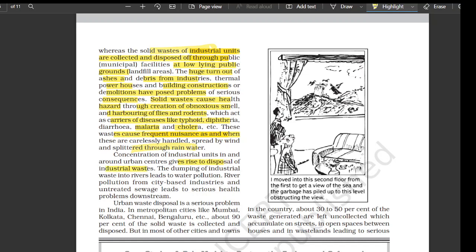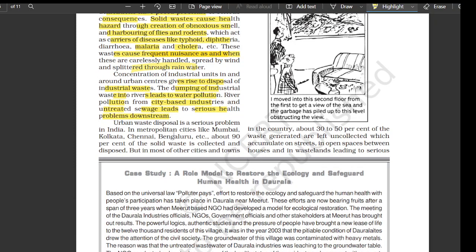Concentration of industrial units in and around urban centers gives rise to disposal of industrial waste. The dumping of industrial waste into the river leads to water pollution. River pollution from city based industries and untreated sewage leads to serious health problems downstream. Urban waste disposal is a serious problem in India.